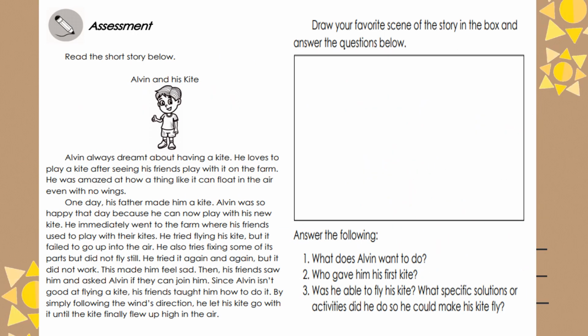Assessment. Let us read the short story below, entitled Alvin and His Kite. Alvin always dreamt about having a kite. He loves to play a kite after seeing his friends play with it on the farm. He was amazed at how a thing like it can float in the air even with no wings. One day, his father made him a kite. Alvin was so happy that day because he can now play with his new kite.